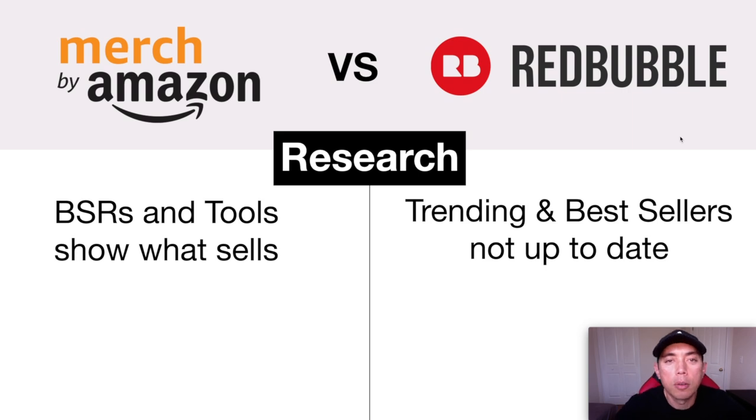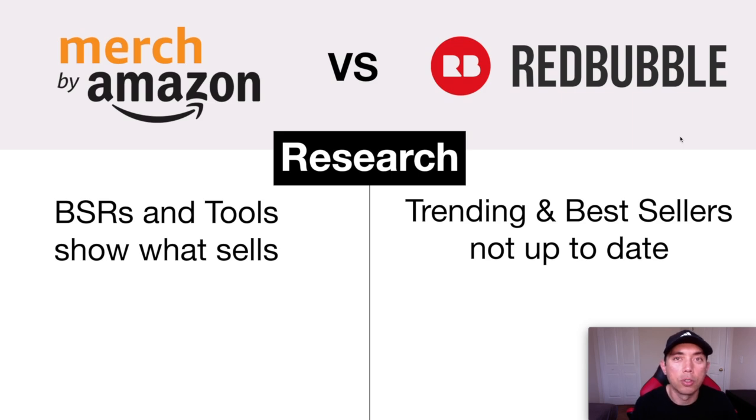The next thing I want to talk about is research. So Merch by Amazon versus Redbubble. I think the research is easier for me for Merch by Amazon, and the reason why is you can check BSRs, you can use tools like Merch Informer. Redbubble does have a trending tab or filter and a bestsellers filter, but to my understanding and what I've heard from other people, that's really not up to date. They probably update that every 2-3 months.